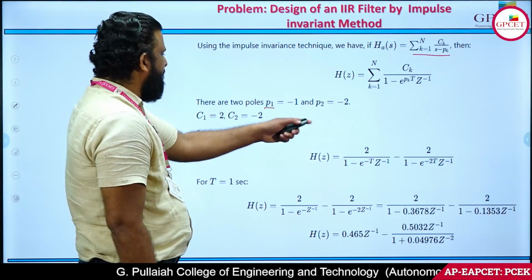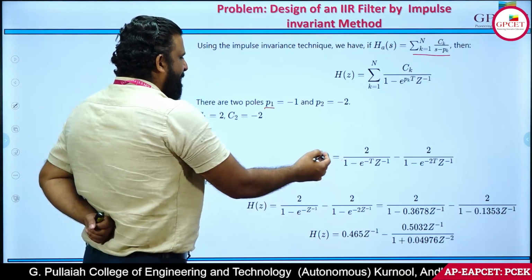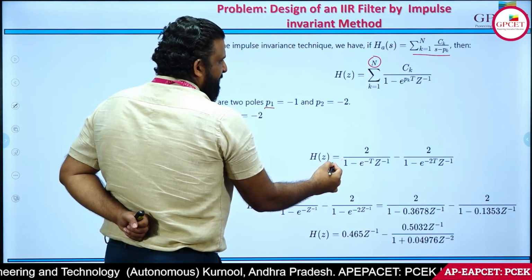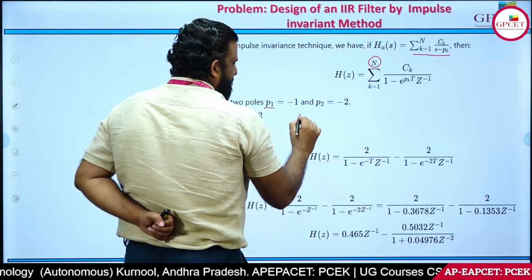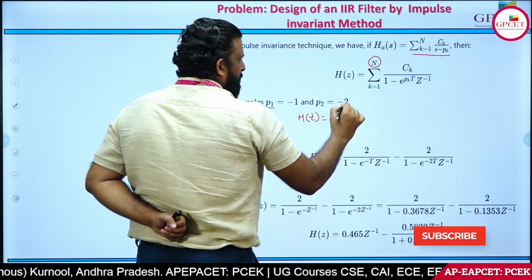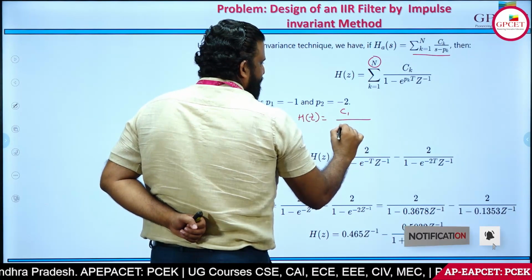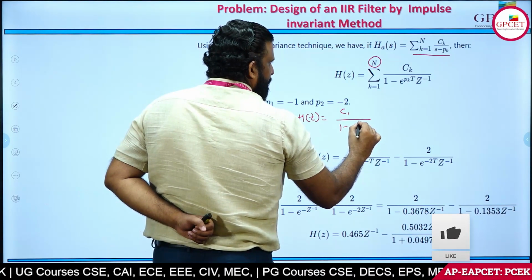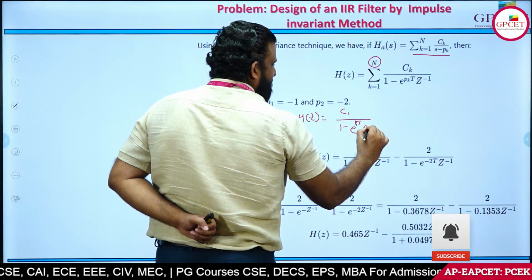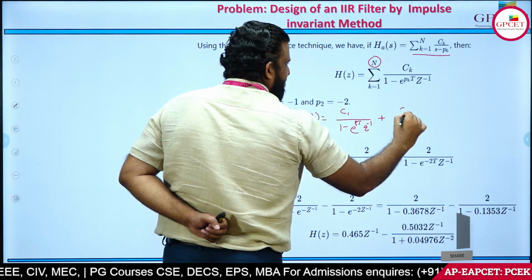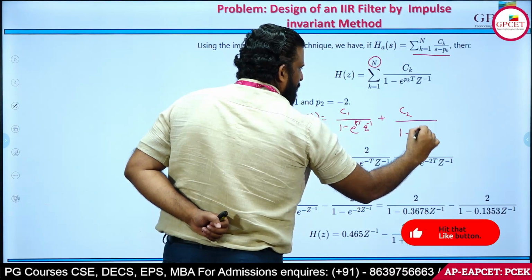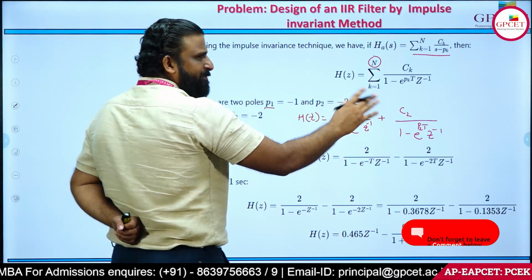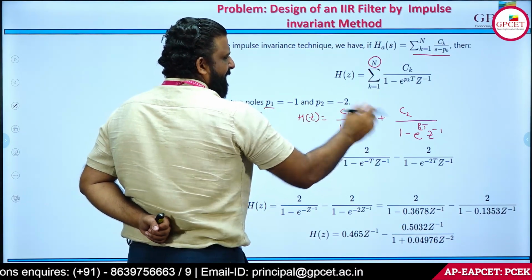So there are 2 poles, p1 and p2, and with the help of those I am summing. So H(z) is equal to, I am writing one step here, c1 / (1 - e^(p1 T) z^-1) + c2 / (1 - e^(p2 T) z^-1). This is the summation; I am summing the 2 poles.